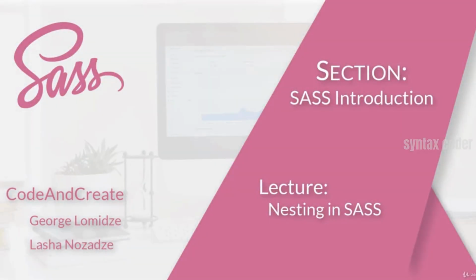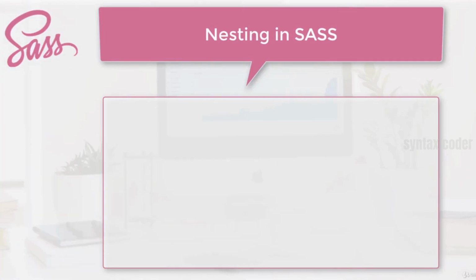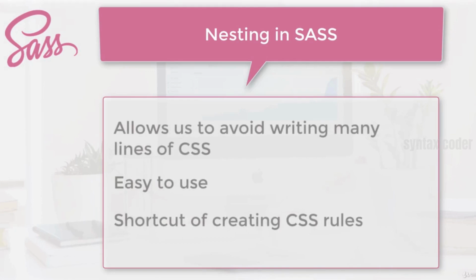Alright, so in the last video we discussed what SASS variables are, how they work and how useful they can be. The next topic that I'm going to talk about is nesting. Actually, nesting is a really good and useful feature of SASS because it allows us to avoid writing many lines of CSS. Also, it is very easy to use this approach. We can define nesting as a shortcut of creating CSS rules.